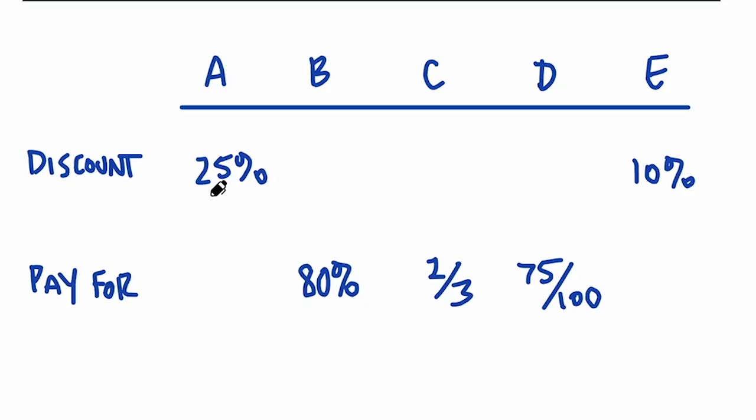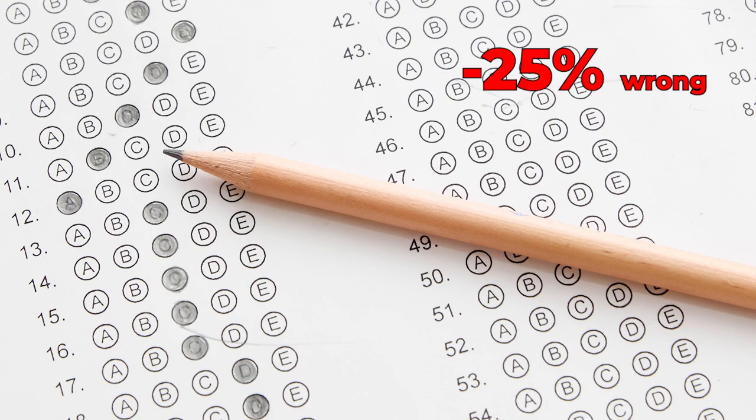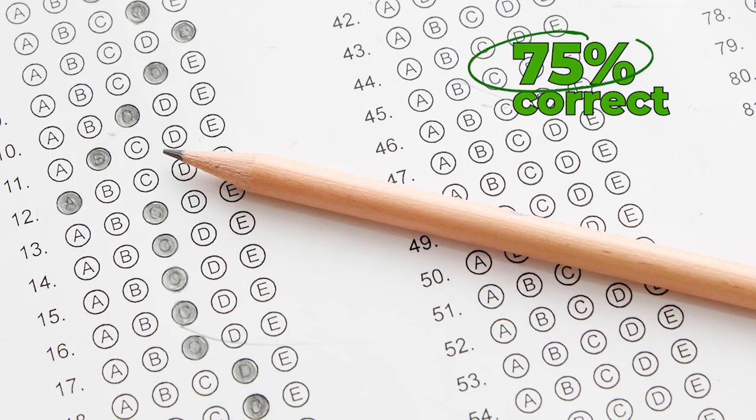So if I get 25% off of a price, what percent am I left paying for? You might know the answer right away or maybe not. If you don't, think about it this way. What if you lost 25% of the points on a test you took? What percent of the test would you still have gotten right? Well, that'd be 75%, right? Because if I took 25% away, I still have the remaining 75%.